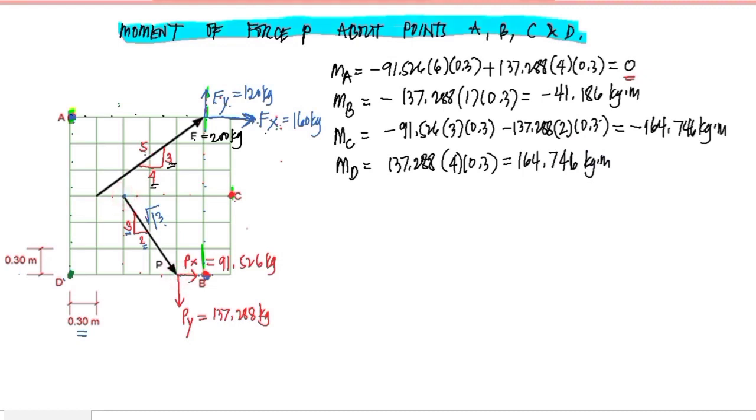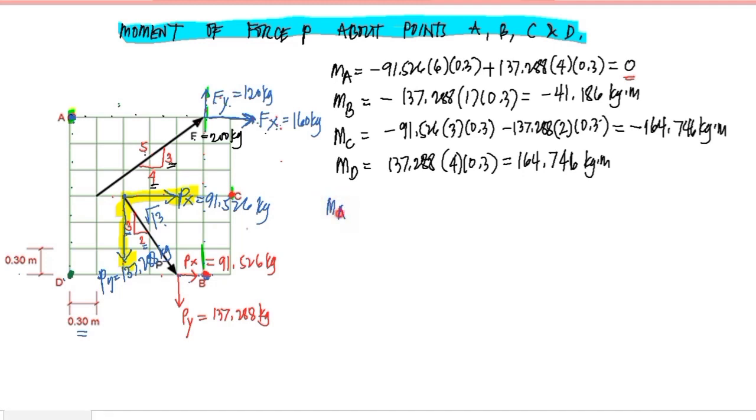So, here at the tail, if we transfer Px here, this would be Px equal to 91.526 kilogram, and the Py here equal to 137.288 kilogram. So we moved Px and Py here, and as expected, the moment created by this is the same.